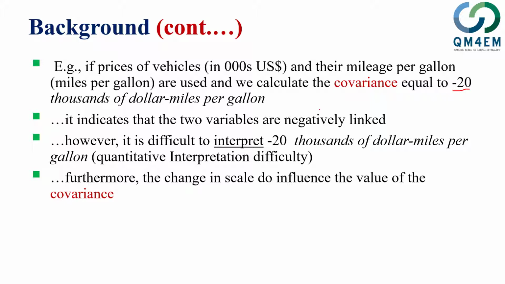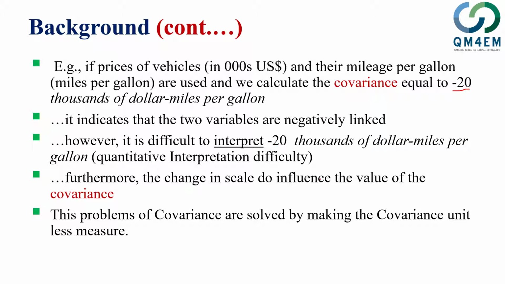So that's another problem. What I wanted to convey is that covariance is a bivariate summary statistic that measures the co-movement of two variables. But the problem with this measure is that it's difficult to interpret, and secondly, it's sensitive to the measurement scale of the variables. This problem of scale and of interpretation is solved by making the covariance a unitless measure.